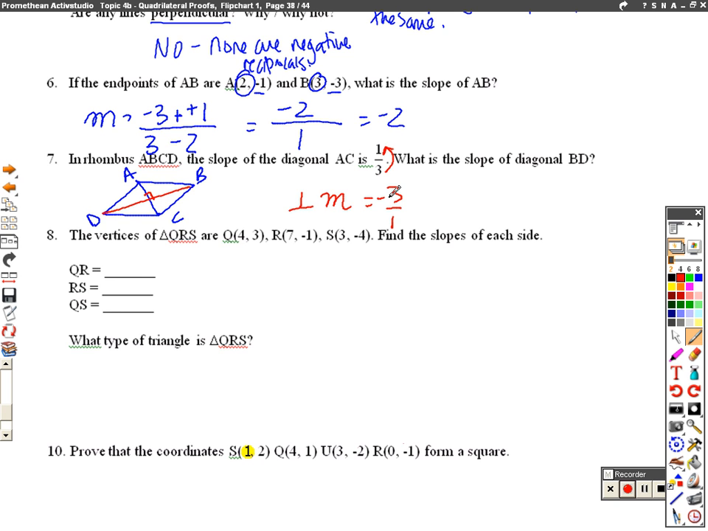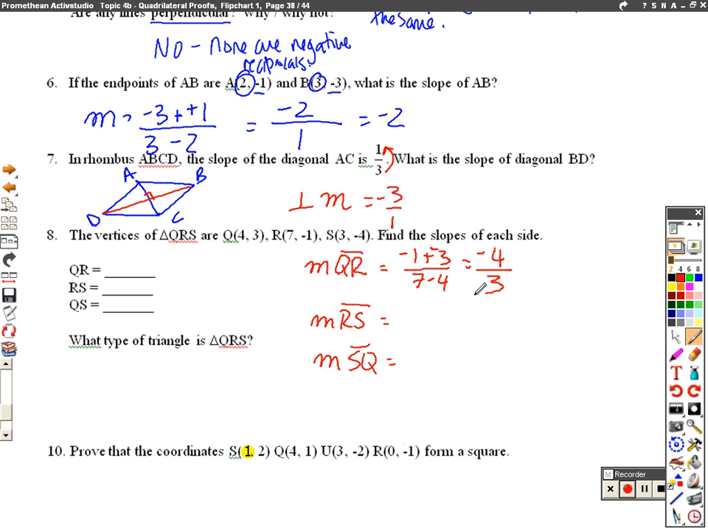Alright, number 8. The vertices of triangle QRS are given. Find the slopes of each side. So we're going to find the slope of QR, the slope of RS, and the slope of SQ. Okay, slope of QR. So we're going to do -1 minus 3 over 7 minus 4, which will be -4 over 3, -4/3.